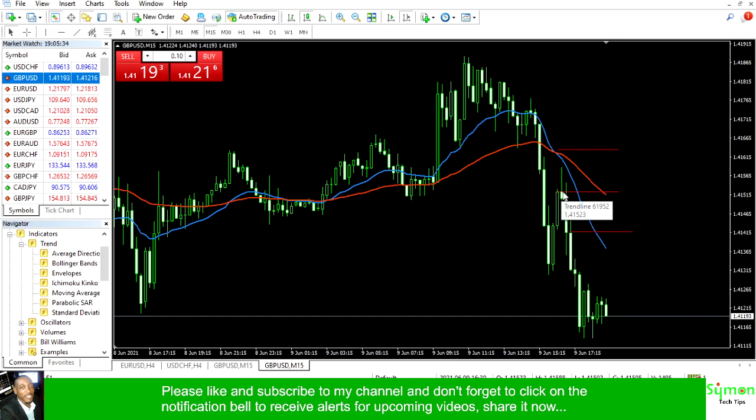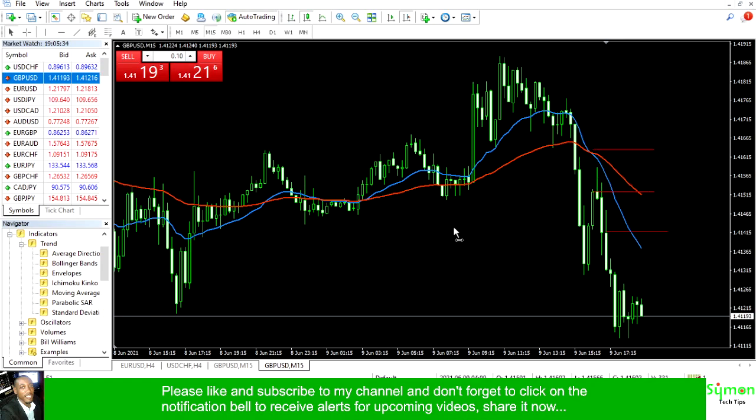So the same distance from entry to the stop loss, the same distance will be our take profit. And we can see here that our stop loss was not hit, and this turned out to be a profitable trade. So this is the case of a sell trade.